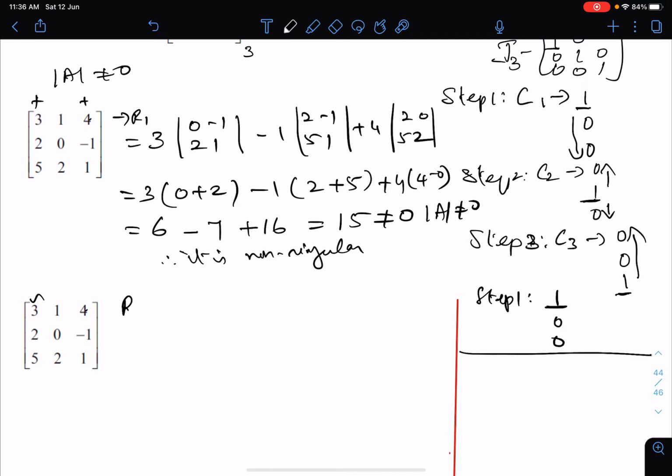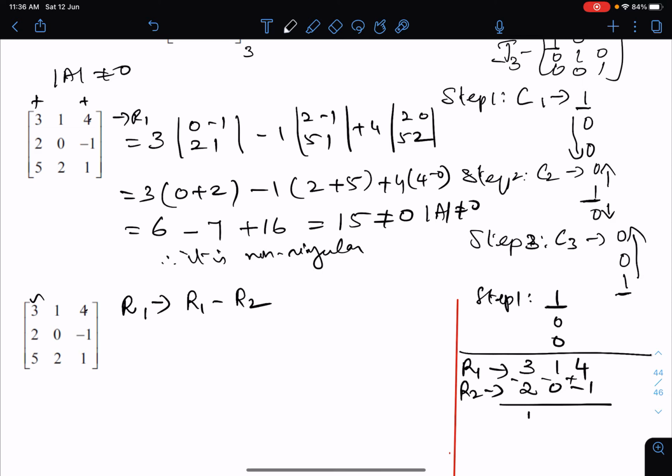So here row 1 you are going to transform as row 1 minus row 2. What is our row 1? It's going to be 3 1 and 4, and our row 2 is 2 0 minus 1. So subtracting, you will get 1 1 and 5. So our equivalent matrix is going to be 1 1 5, 2 0 minus 1, and 5 2 1.